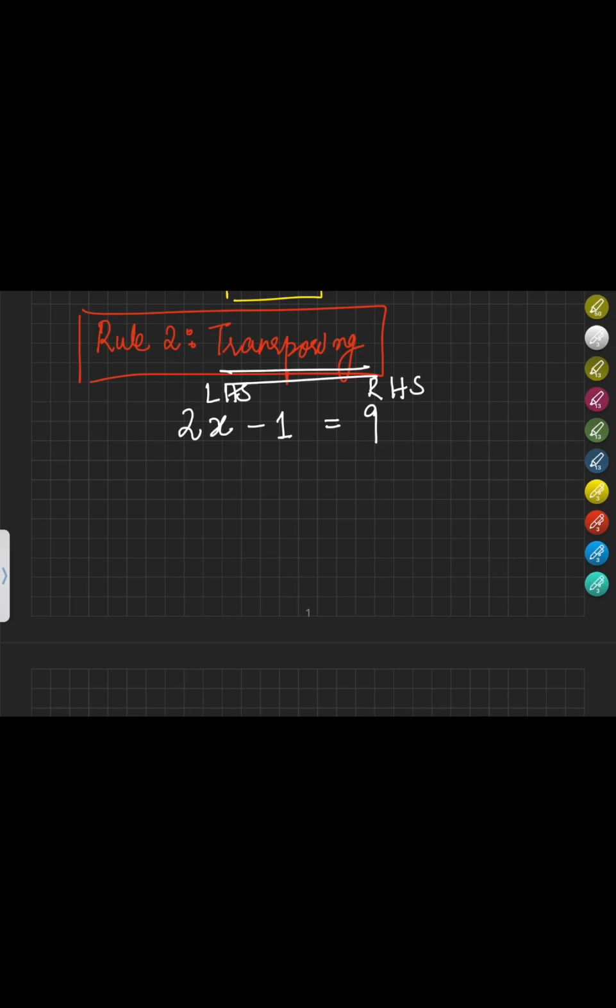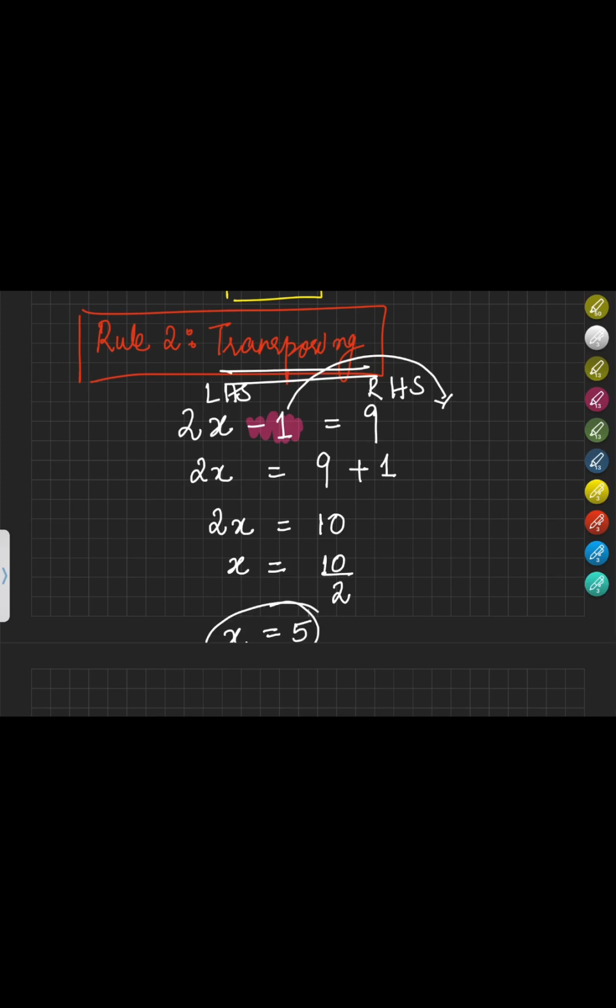So in the first step, what am I going to do? I am going to transpose minus 1 to the right hand side. So 2x is equal to 9, where the minus 1 goes behind 9 and becomes plus 1. So we have 2x is equal to 10. Now x is still not independent of any number. So what do we do? 2 is transposed to the other side, divided by 2. So x is equal to 5.